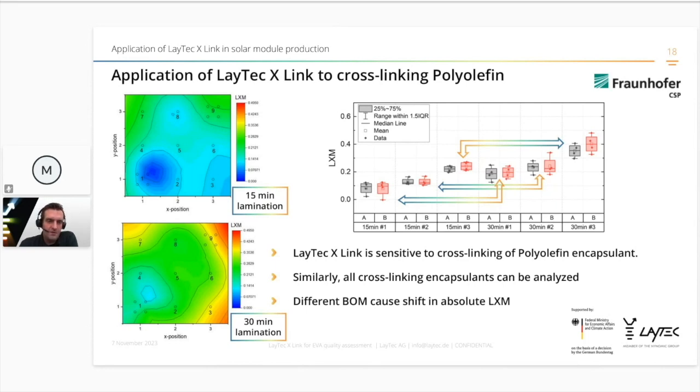But what we also learn is that the backsheet does have a big impact. So if you want to measure very different modules, you need to make sure to properly calibrate for each bill of material in order to be able to make a decision about the quality of your degree of cross-linking.